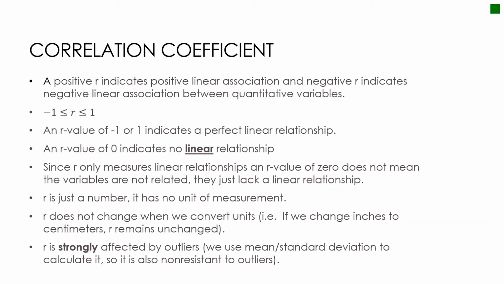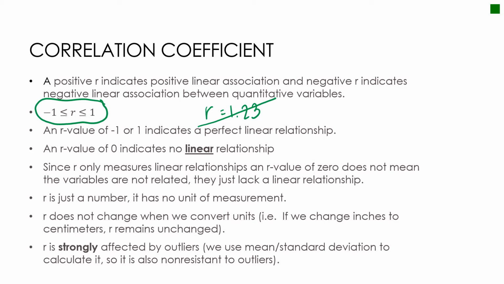So let's talk a little bit more about what R means. A positive R indicates a positive linear association, a negative R indicates a negative linear association, and this is super important: I can only have an R that is between -1 and +1. So let's say I'm taking my assessment and it says R equals 1.23. Well, I know they're just trying to fool me because that is impossible.